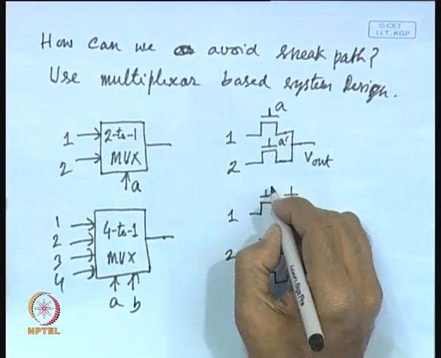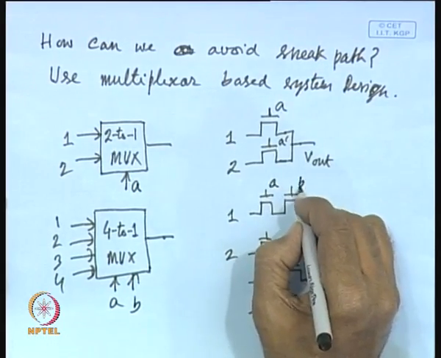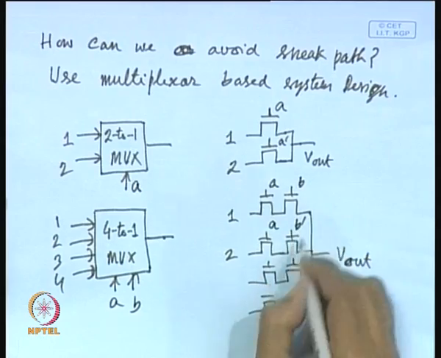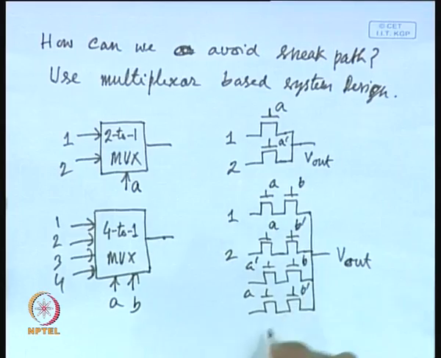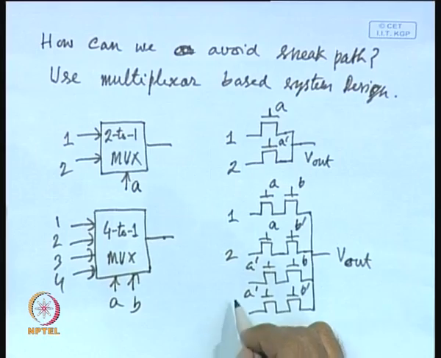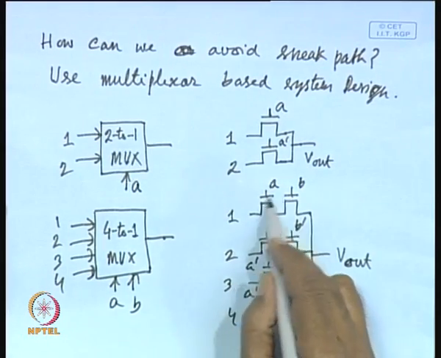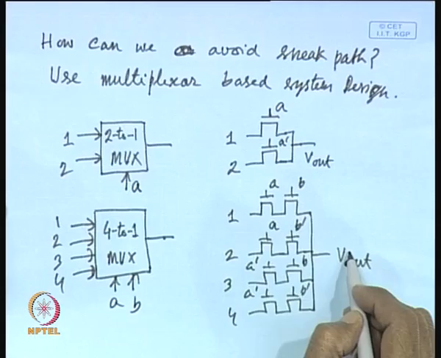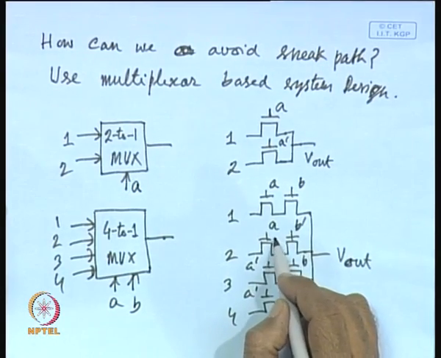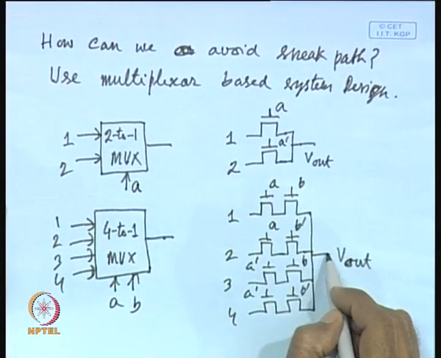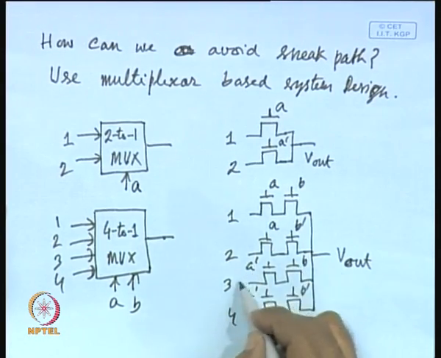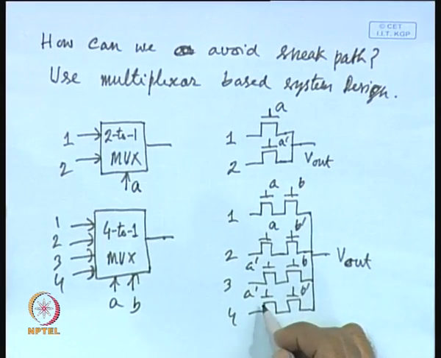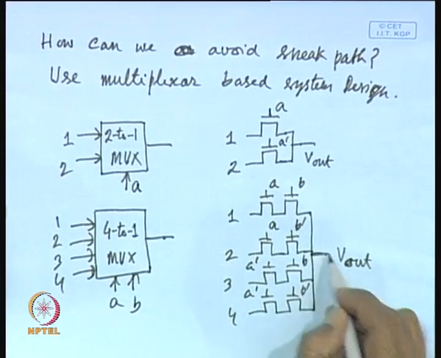So, this will be A B, and this is A B bar, A bar B, and A bar B bar. So, what will happen when both the inputs are 1, path 1 will be connected. When A is 1, B is 0, then path 2 will be connected. When A is 0, B is 1, then path 3 will be connected to the output. When both are 0, then path 4 will be connected to the output.